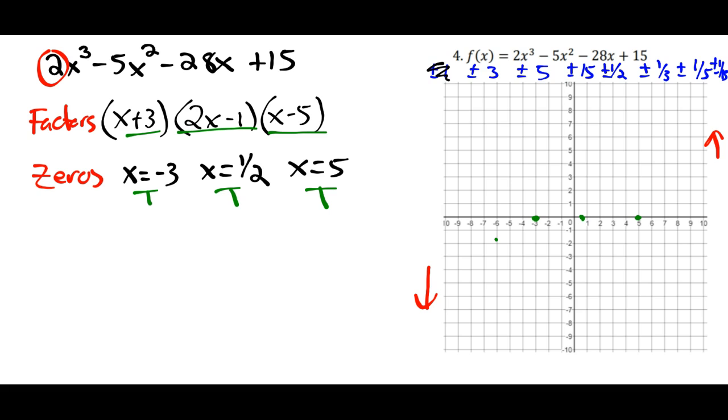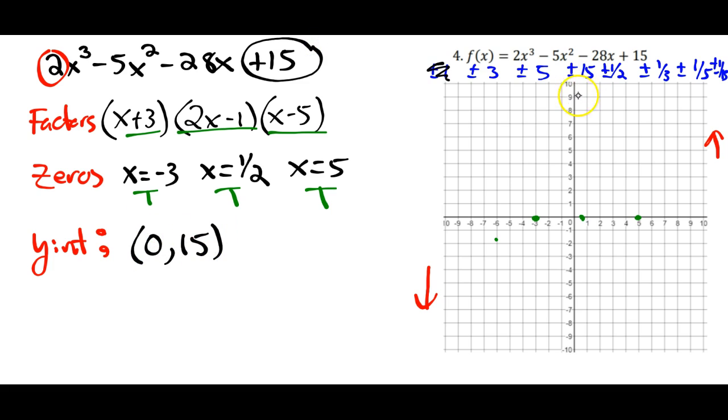What's my y-intercept? So the y-intercept is found when we put 0 in for x. You put 0 in for x right here, you're going to be left with a positive 15. So when x is 0, y equals 15. That's going to be way up here, past the 10.